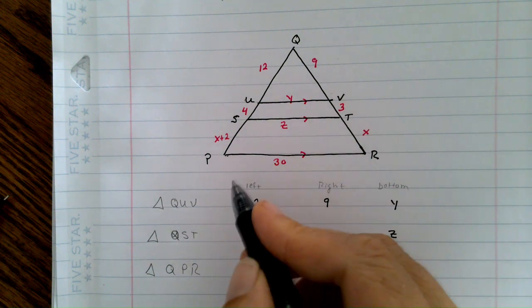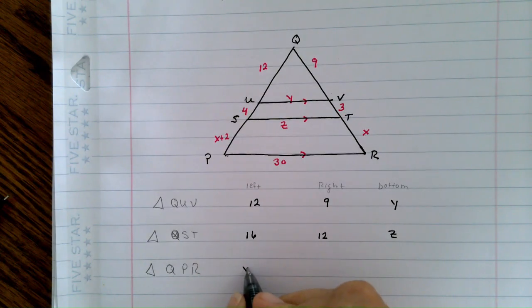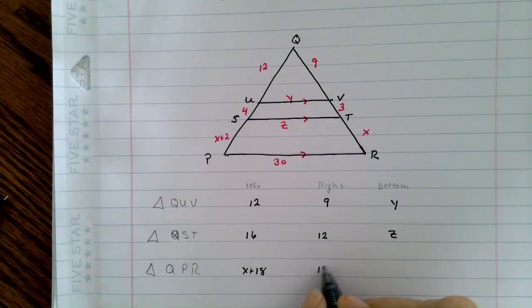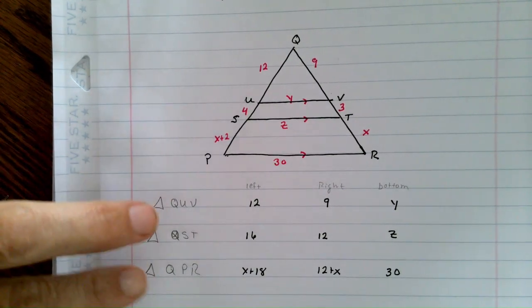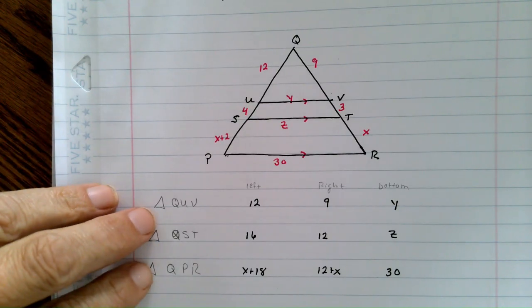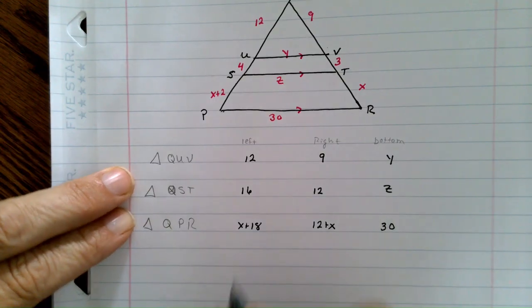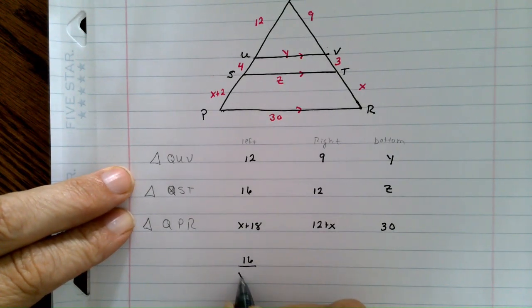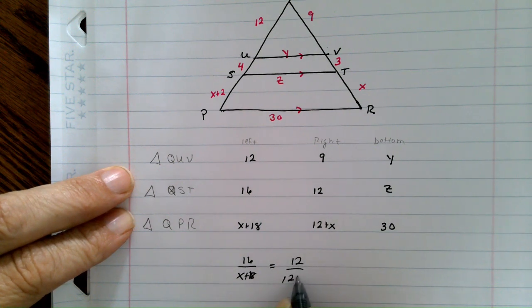And then QPR is x plus 18. The right side is 12 plus x, and the bottom is 30. Now, we can make proportions using these, but I want to use these two triangles right here. Okay? And I want to look at the left side and the right side. So left side to left side equals right side to right side.